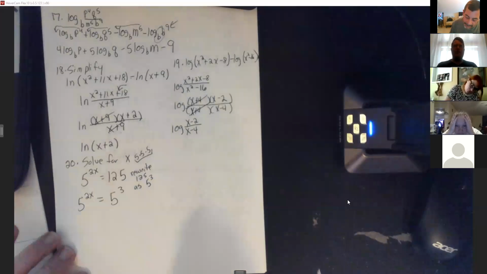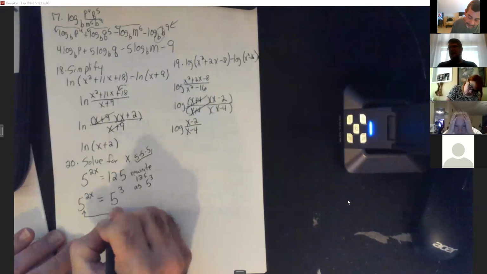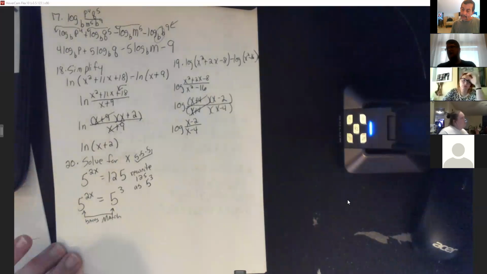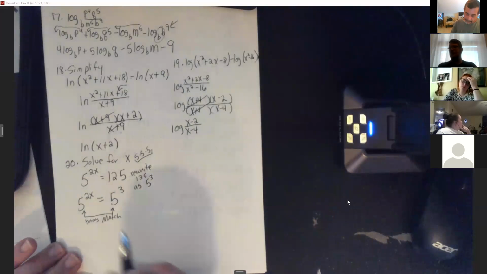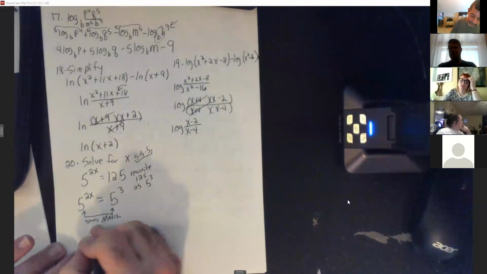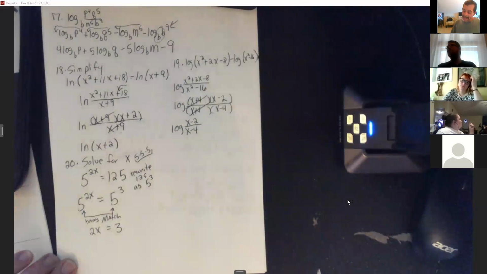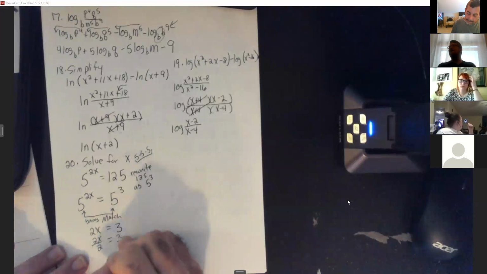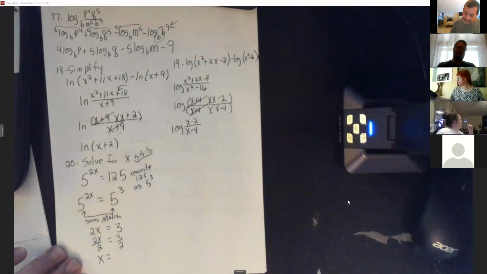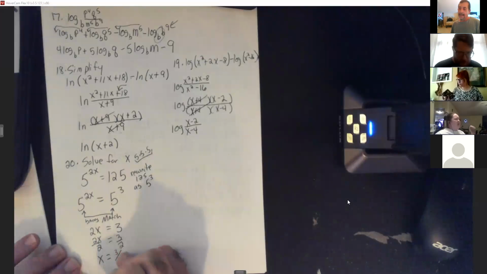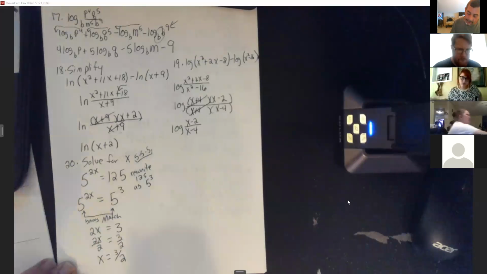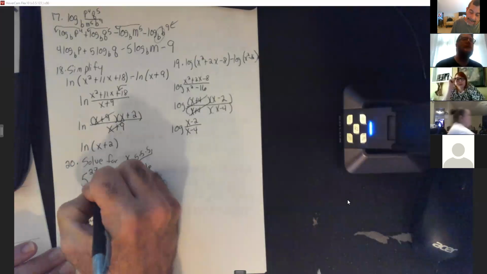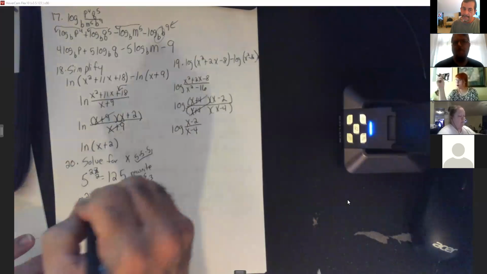So now I'm happy because the bases match. Since the bases match, I now know that 2x has to equal 3. And then y'all finishing that out, divide both sides by 2. And I can't do anything to 3 halves, so that's going to stay 3 halves. So check that answer. If you put that 3 halves in for that x, the 2's cancel, and 5 to the third will give you 125.